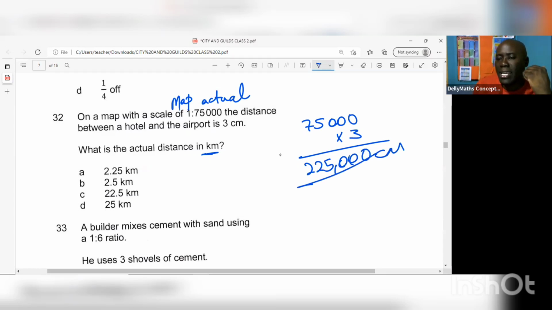Remember though that it takes 100,000 centimeters to make a kilometer. So we're going to divide this by 100,000, right? So basically we just do that quickly and we get about 2.25. So it's about 2.25 kilometers.